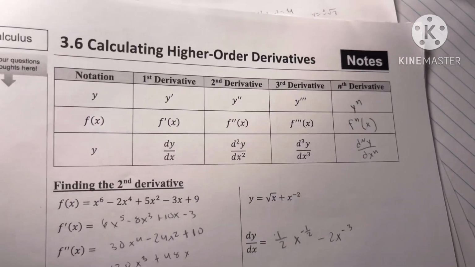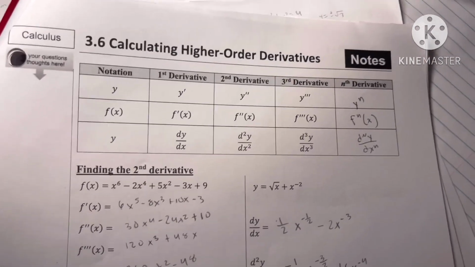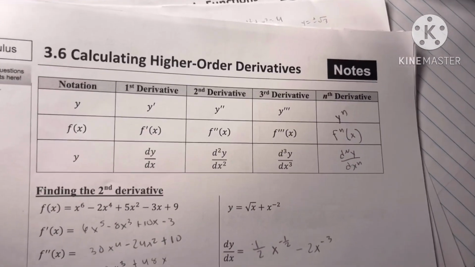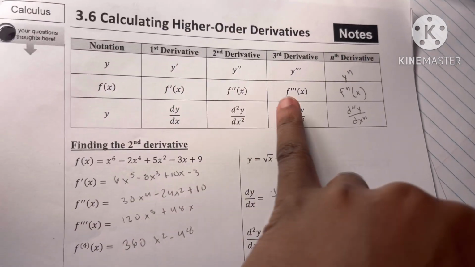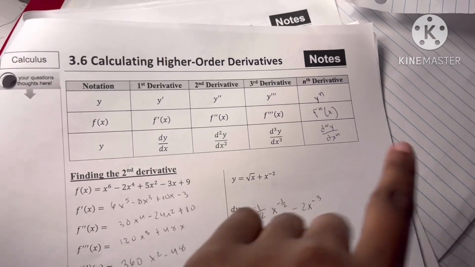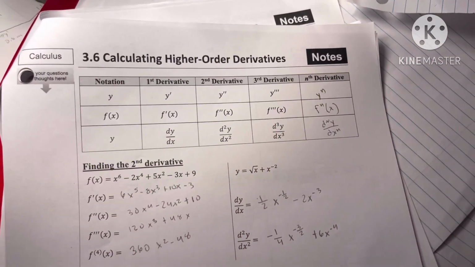Hi guys, we'll be doing 3.6, calculating higher order derivatives. So basically, you're just finding a derivative of a derivative, and I will show you when we get into it. But these are the notations, depending on which derivative you're on. If you're on anything 4 or higher, you just put the number of the derivative where it is. So yeah, let's get into it.